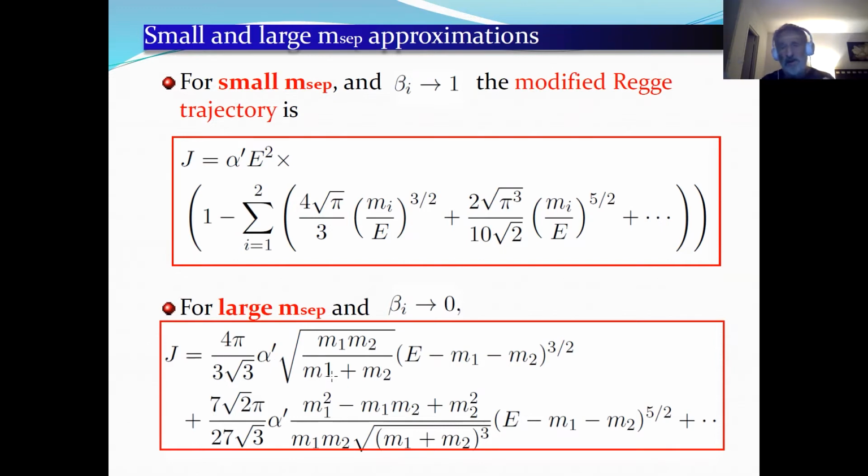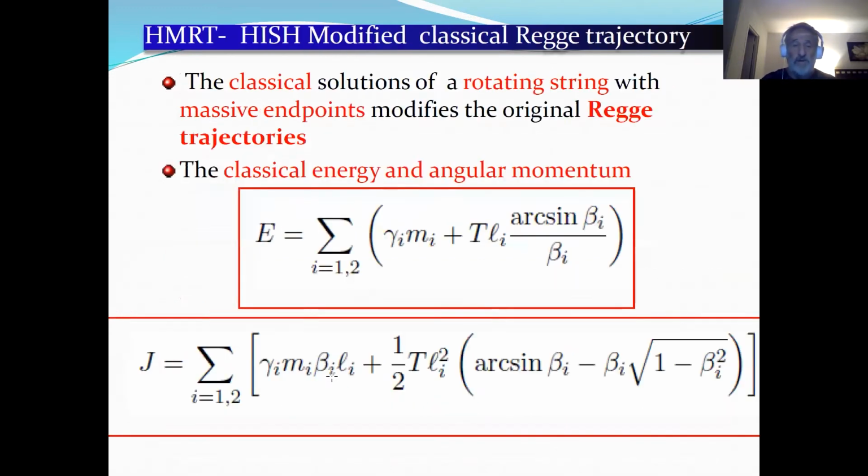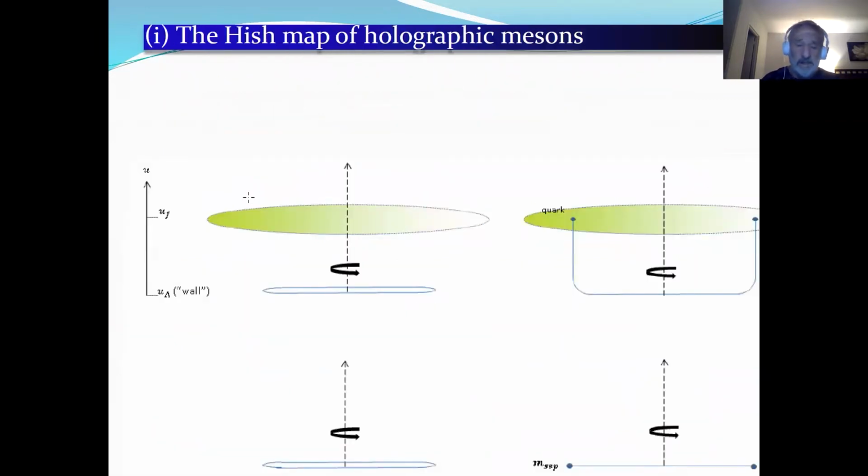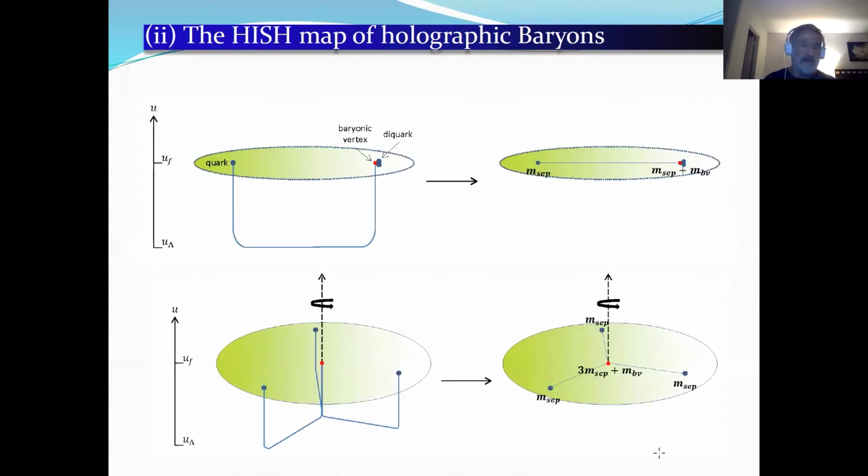I want to mention that when we do our fit, we do it with the full expression. We don't use this approximation, but just to get the connection to the Regge behavior, I'm presenting it here. Okay, so this is the structure in holography, and it is a rotating string in ordinary flat spacetime. Now, what about the baryons?